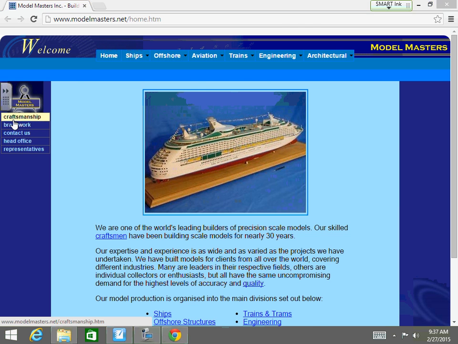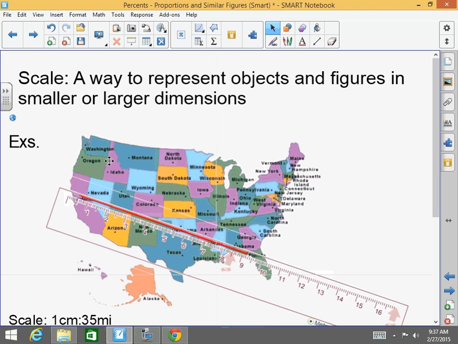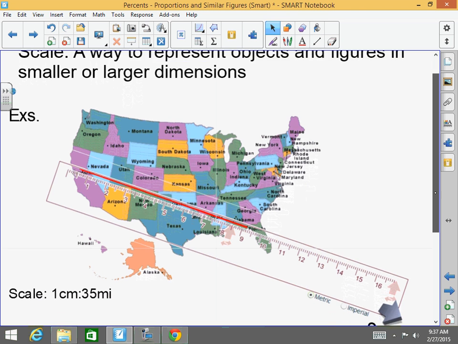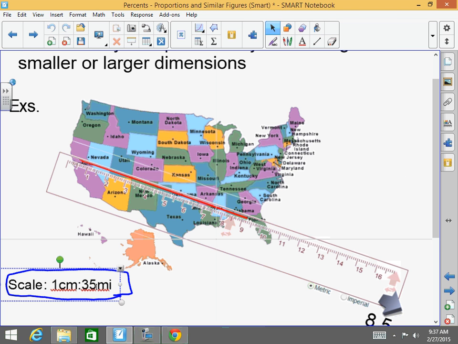Okay? Now, another way that scale is used very often is with maps. Okay? This is a map, as you can see, of the United States of America. And I have a ruler on top of this map. And on this map, I've given you a scale. Okay? And actually, I messed up. That should be 350 miles. I apologize. No excuses. That's my bad.